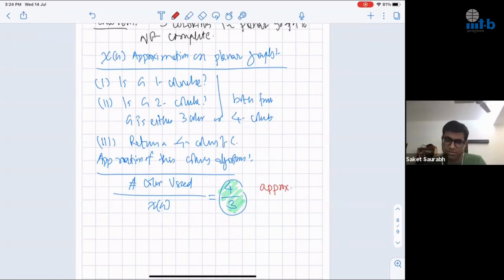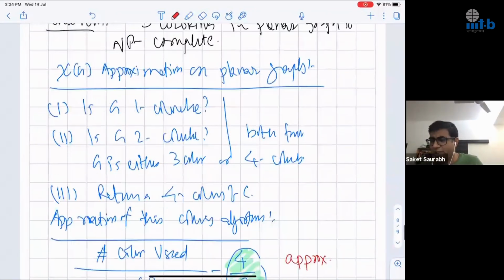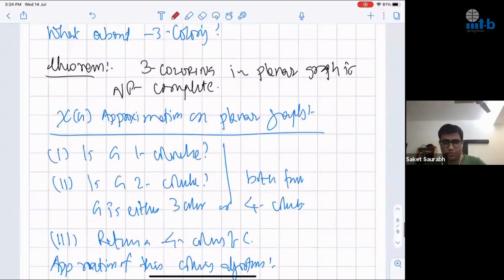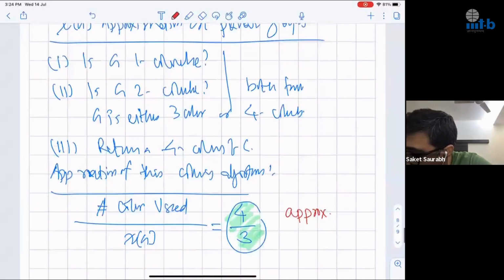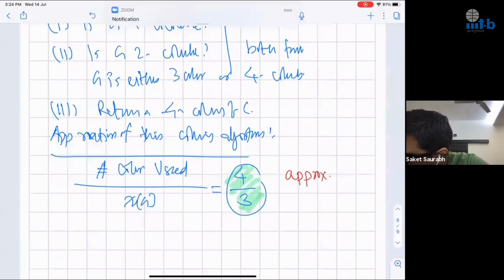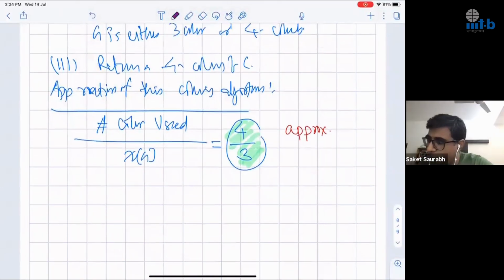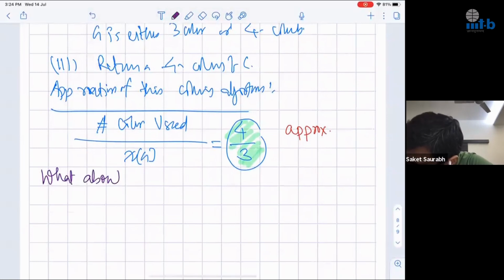Okay, you might be thinking, why am I teaching all this? After all, I was supposed to teach you FPT approximation. And the reason was that I wanted to do the following algorithm. So on the planar graph, I can give 4/3 approximation. Now, what about what is known as K-apex graph?